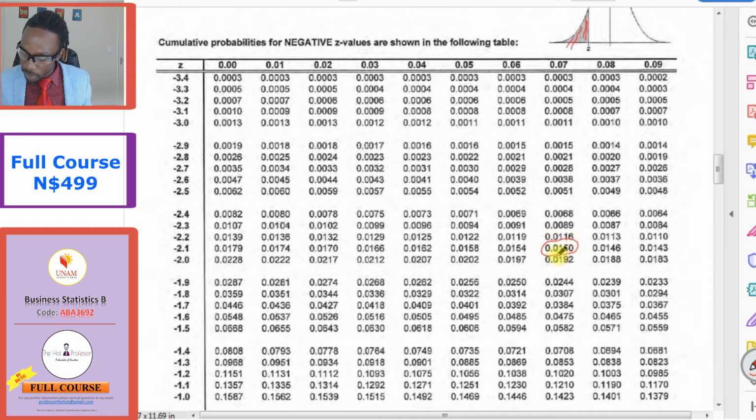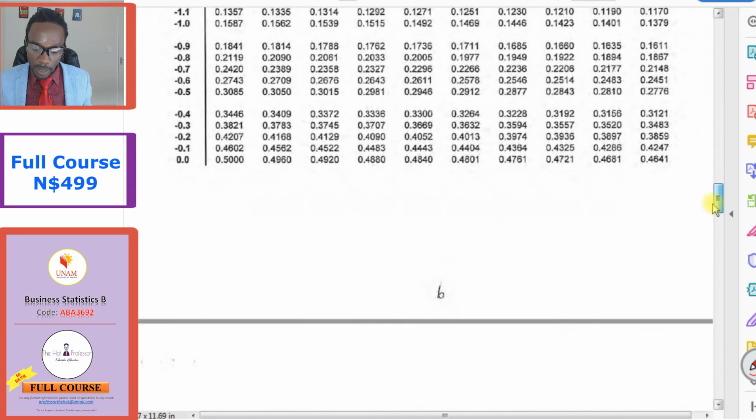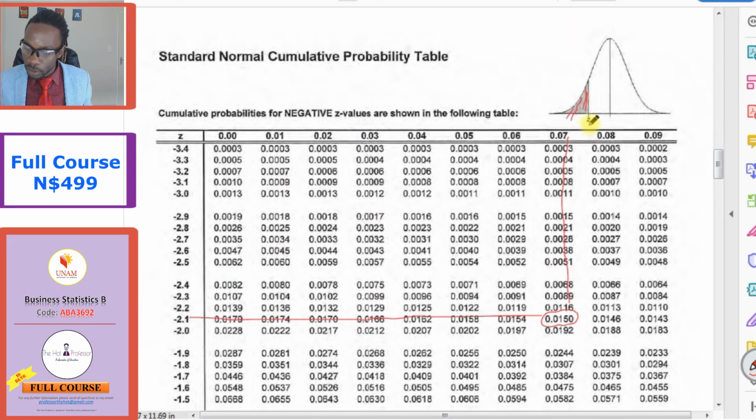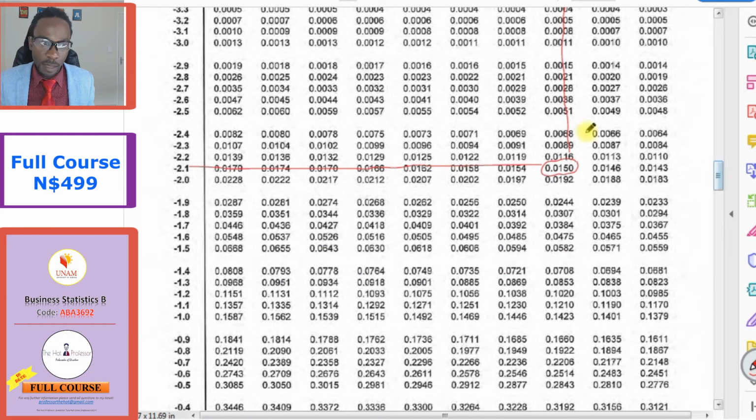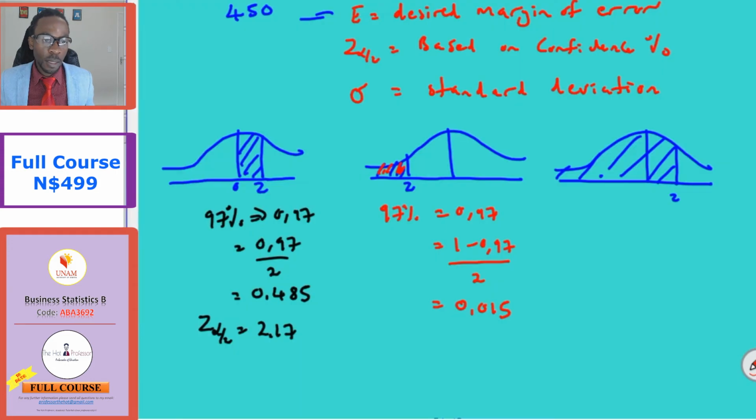As you can see, this is 0.015, and it corresponds to there and there. So it's 2.17. Do not worry about the negative side because it's on the negative side. If this shading was on this side, the answer will be positive. So just ignore the negative. So again, as you can see, we find our 2.17.